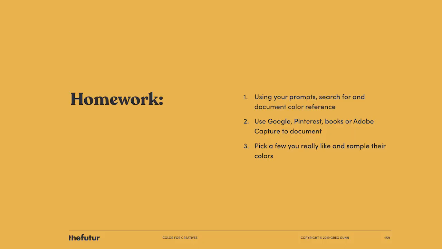However, before we get into that, it is time again for homework. Your homework for this section is to find color reference that aligns with your concept. You can use the internet machine, find a cool book, or even go outside and experience some real life. Regardless of what you decide, I want you to find something you like and start sampling color. And don't overthink it, just document and sample.